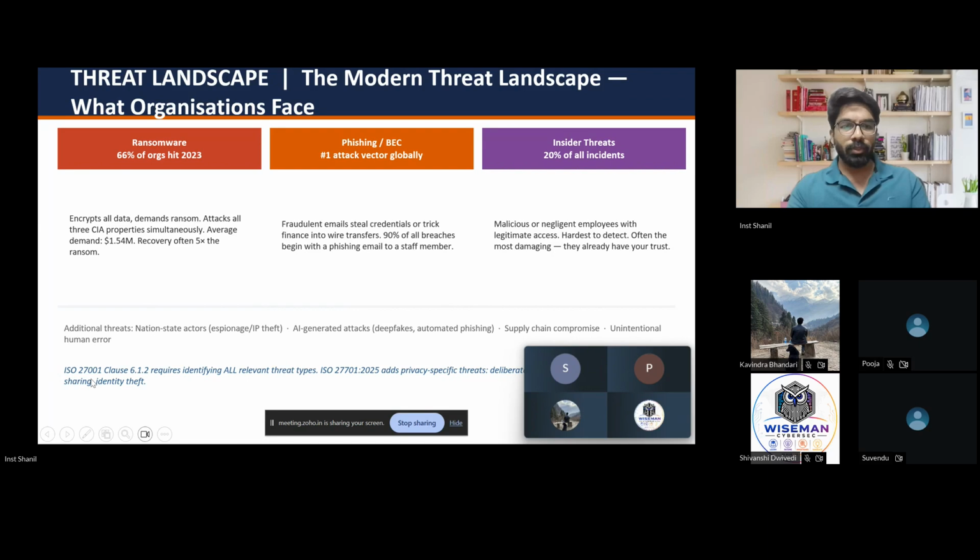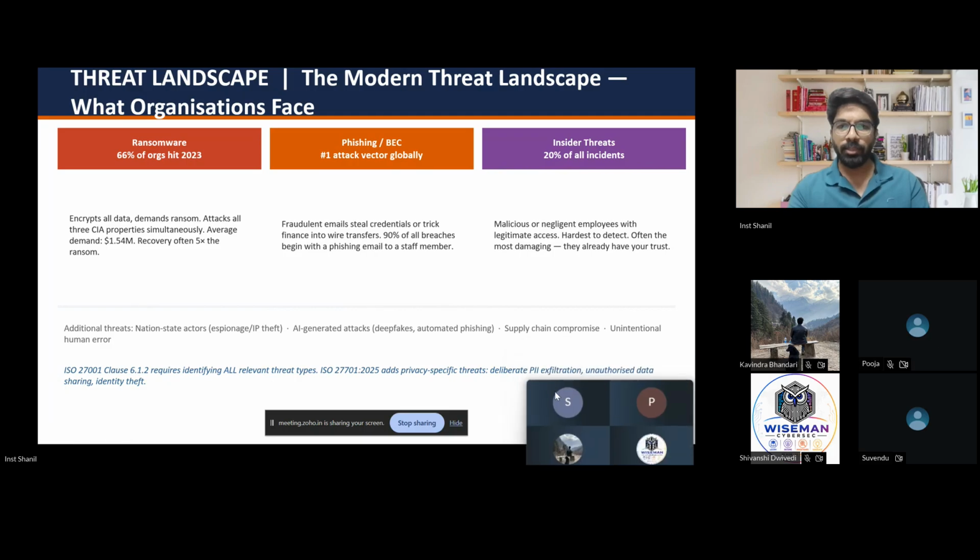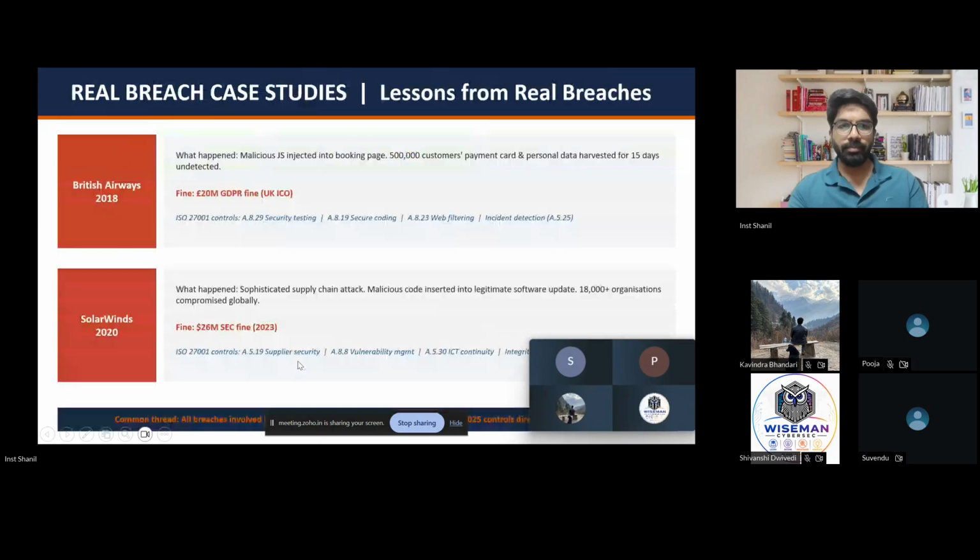Now, ISO 27001 clause 6.1.2 requires identifying all relevant types of threat. And ISO 27701 adds privacy specific threats. Examples are deliberate PII exfiltration, unauthorized data sharing, and identity theft. Real breach case studies. So I have quoted two examples, one from British Airways 2018, another from SolarWinds 2020.